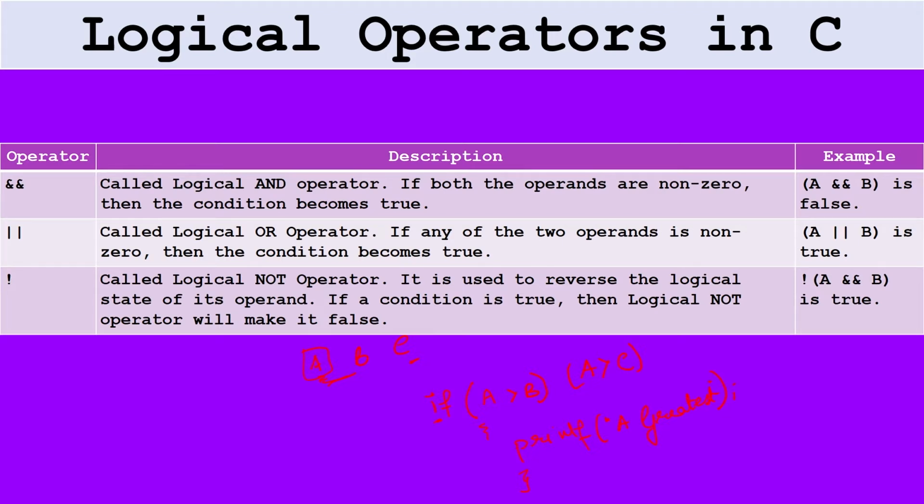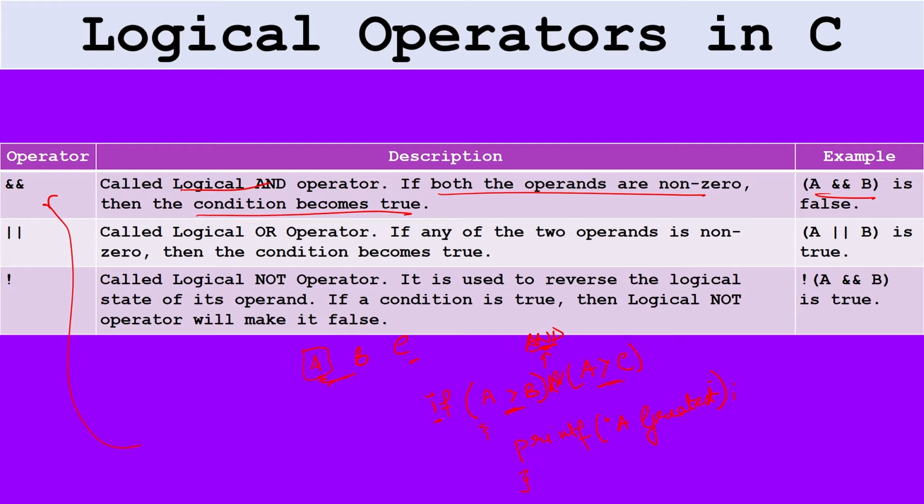Right? So how will we compare these two terms? We will compare them with the ampersand, that is the logical AND. Okay, see here it is written, called the logical AND operator. If both the operands are non-zero, then the condition becomes true. Okay, so we compare this like this, A and B, ampersand.